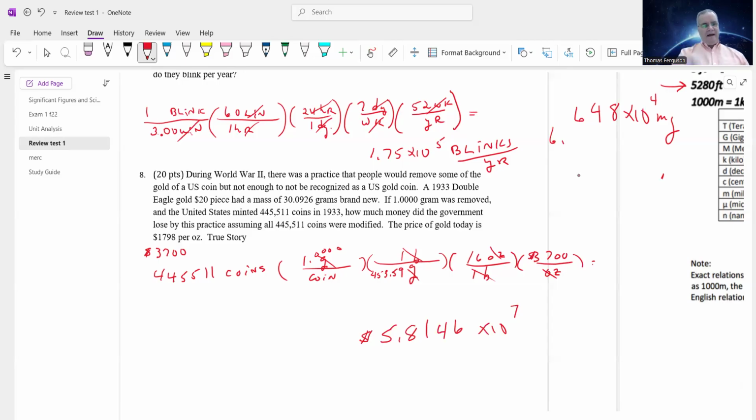No, I'm not going to have this problem on the test. There's too much confusion. Most people were not doing the problem right. They were using 30.0926 per coin, but that wasn't the amount lost. Either I should have worded it clearer, but anyway, it won't be this problem. It'll be a similar problem, but it won't be this.